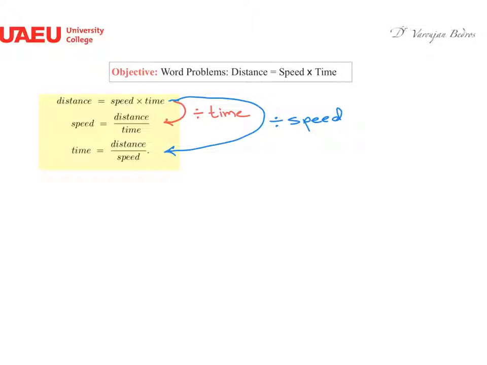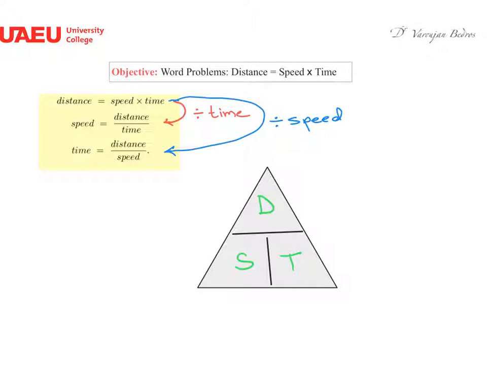In order to help us remember these rules, we can model it in the following triangle. We can read this as distance equals speed times time, or speed equals distance divided by time, or time equals distance divided by speed.